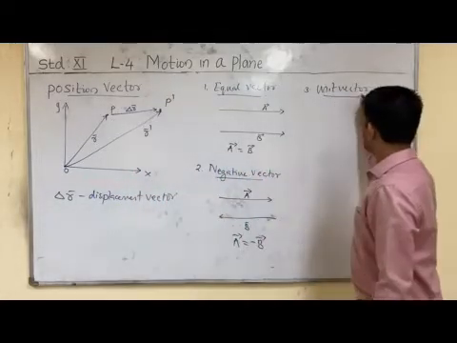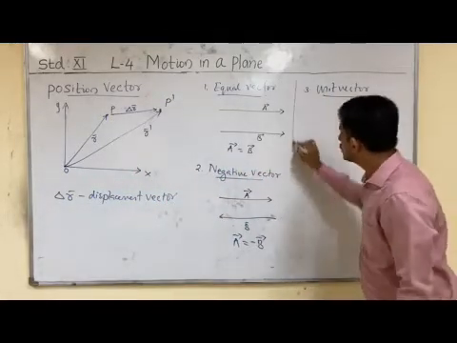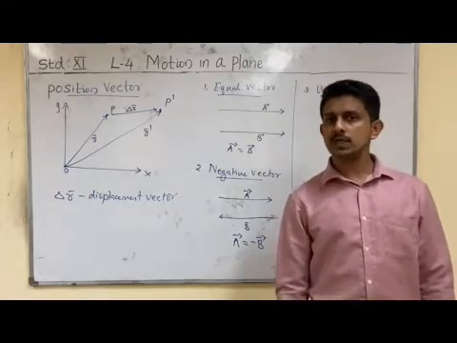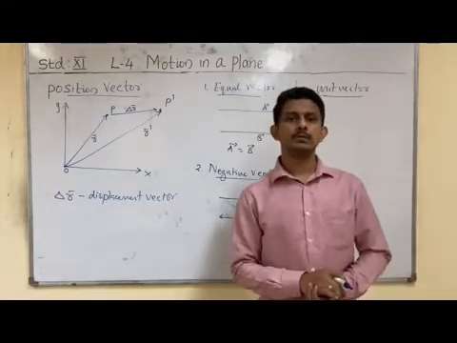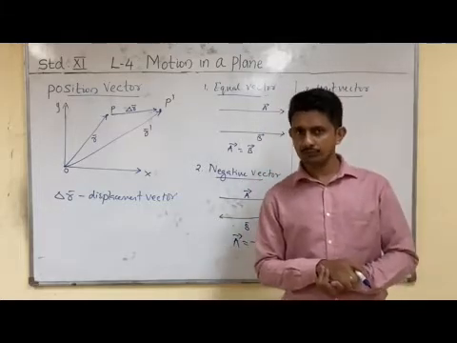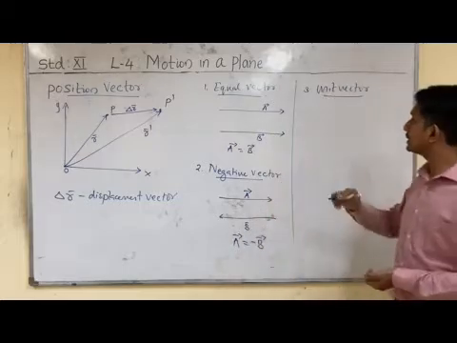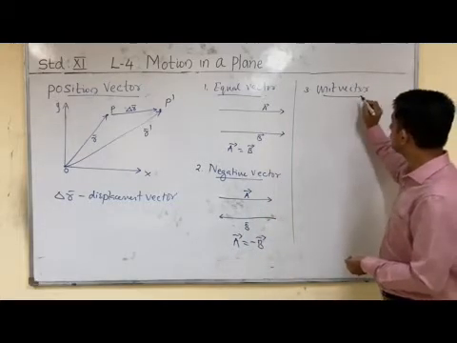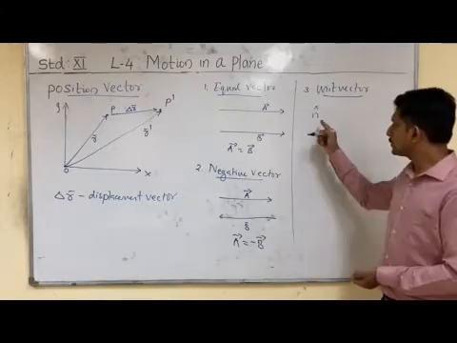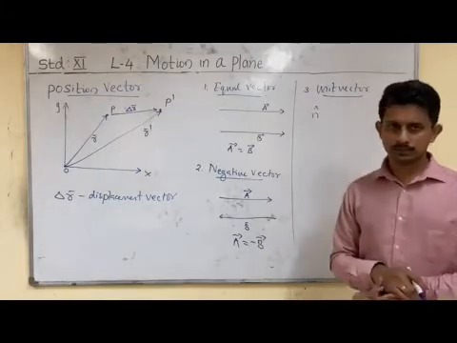Next, the third type of vector we are representing is the unit vector. Unit vector means a vector which has unit magnitude and its direction is the same as the direction of a given vector. Such a type of vector is known as a unit vector. Usually unit vectors are represented this way, n cap. So this is the symbol of a unit vector.